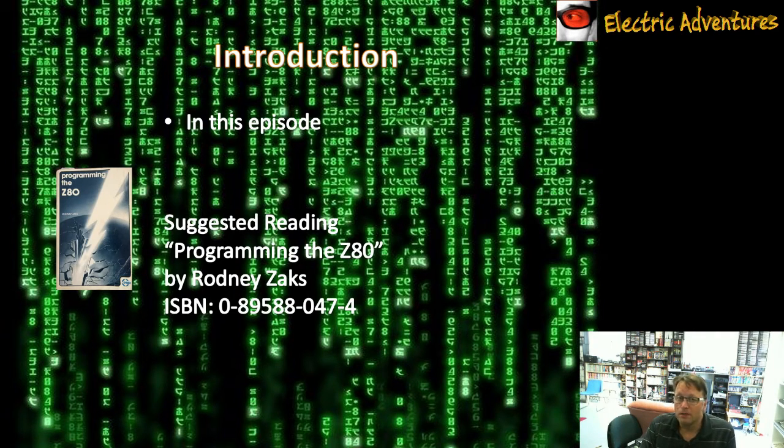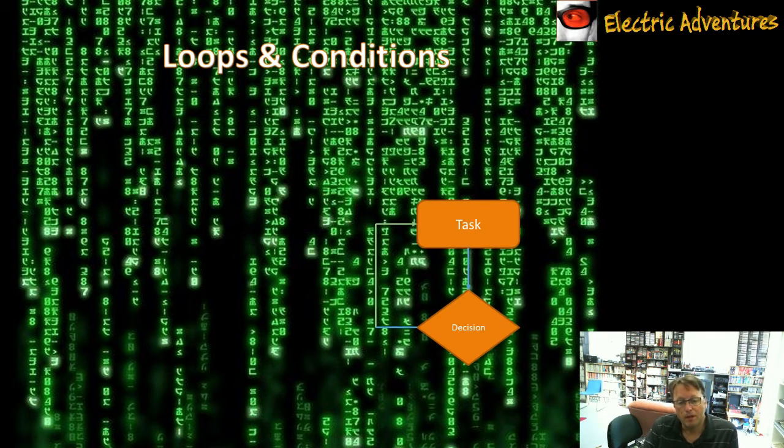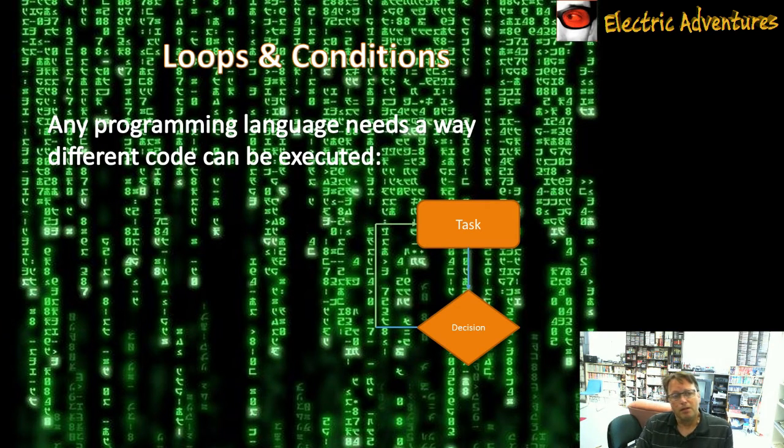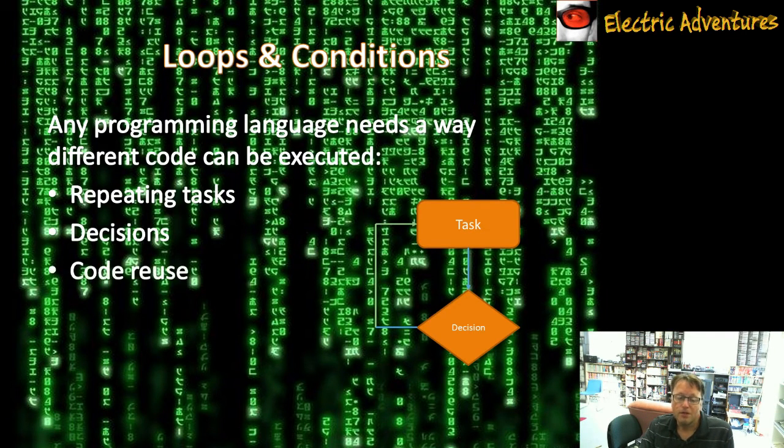Okay, so on to our first semi-topic in here, which is loops and conditions. Any programming language needs a way that different code can be executed, so it doesn't just run one statement after another. Normally you want it to jump around and do loops. I'm showing that here: you execute a task, you make a decision, and then you can go back and do that task again. What if you wanted to do the same thing a few times? So repeating tasks, decisions, and also code reuse.